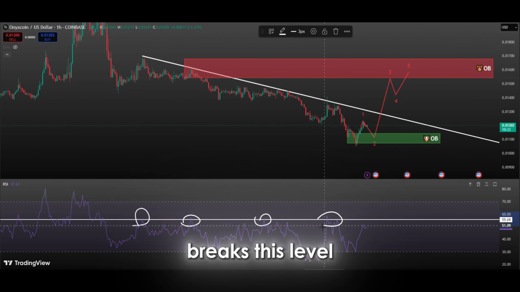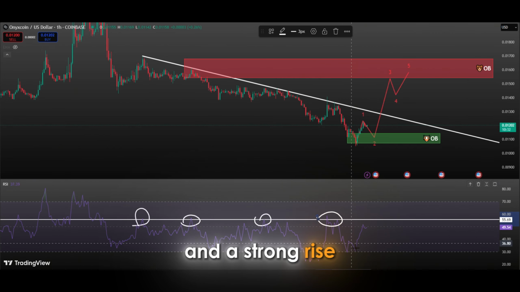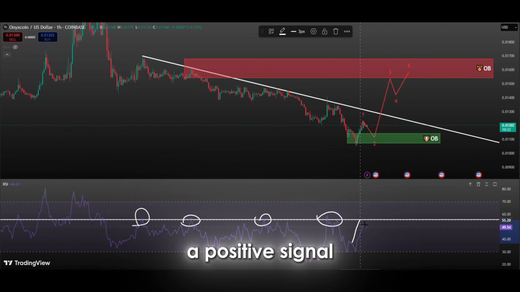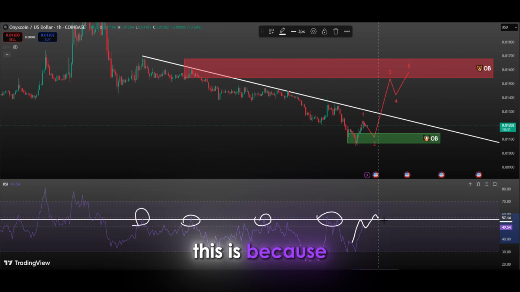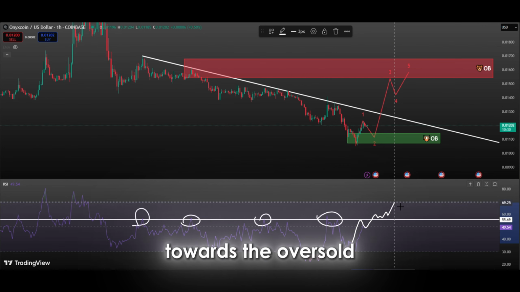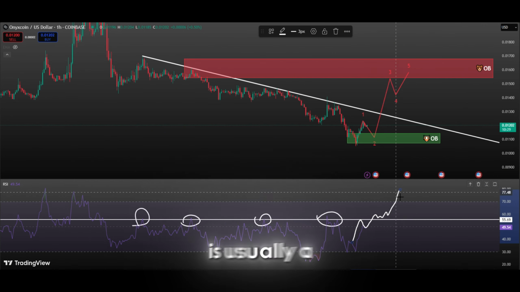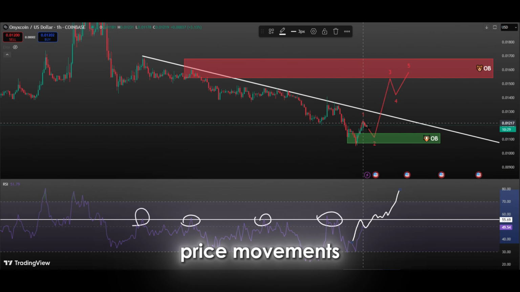If the RSI breaks this level with volume and a strong rise, this will be a positive signal for the price and could trigger a bullish move. This is because the RSI moving towards the oversold or overbought zones is usually a factor that supports price movements.